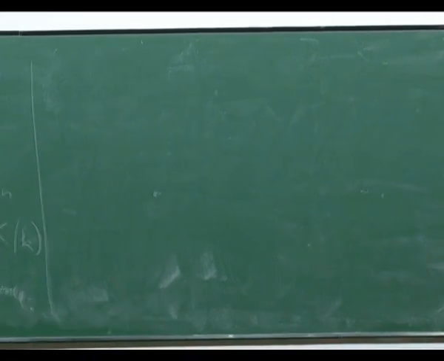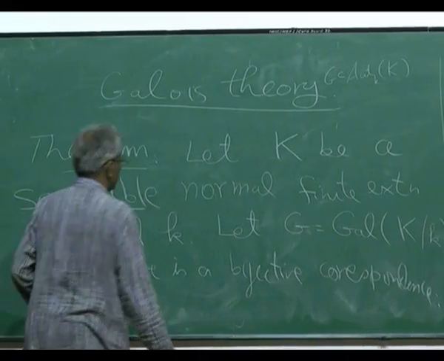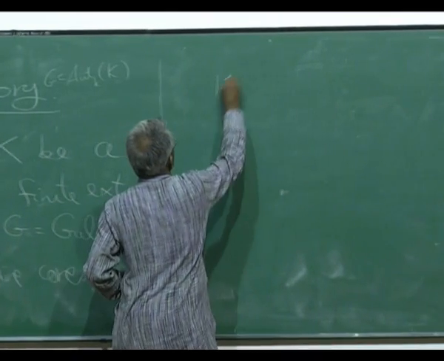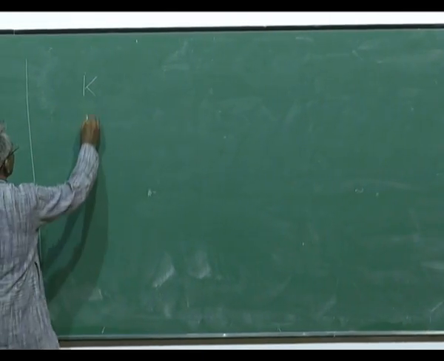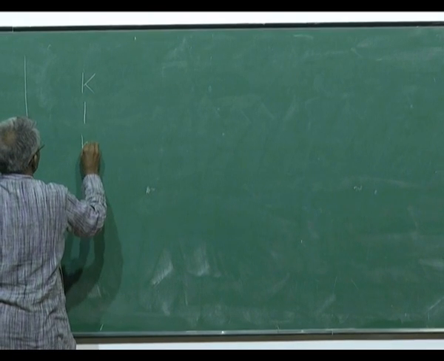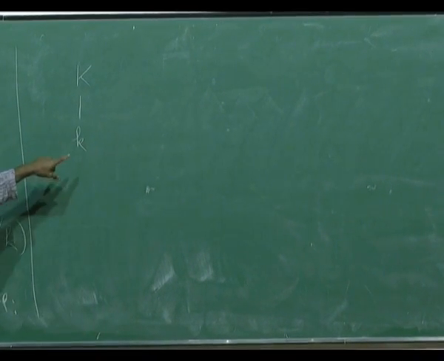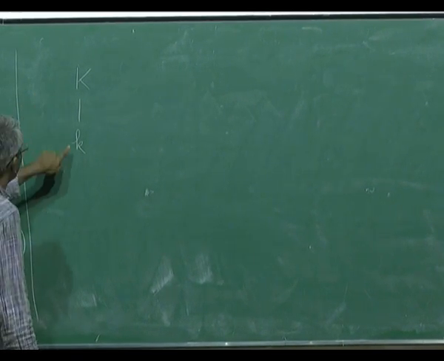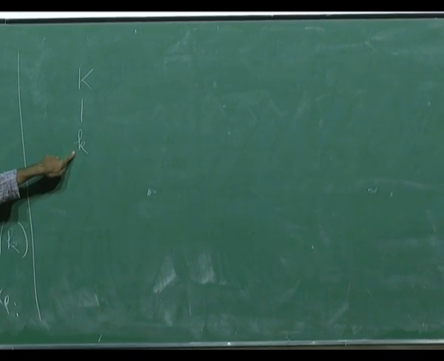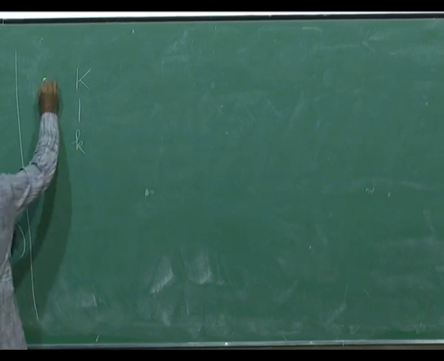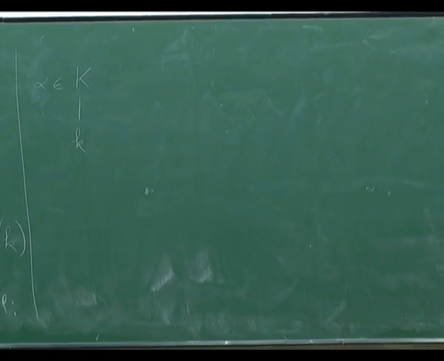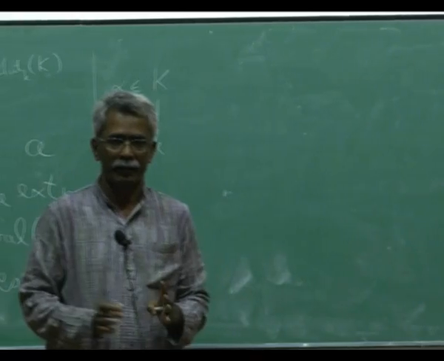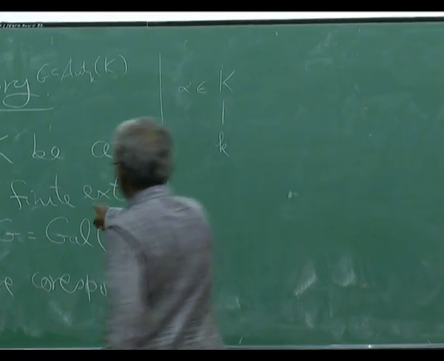So, separable. Let us take this. What do you mean by separable? So K is a field. We draw a diagram like this: small k, and capital K, a bigger field that contains small k. We say this is separable over small k, means the following. I take an element alpha in here. Take any element alpha in capital K.